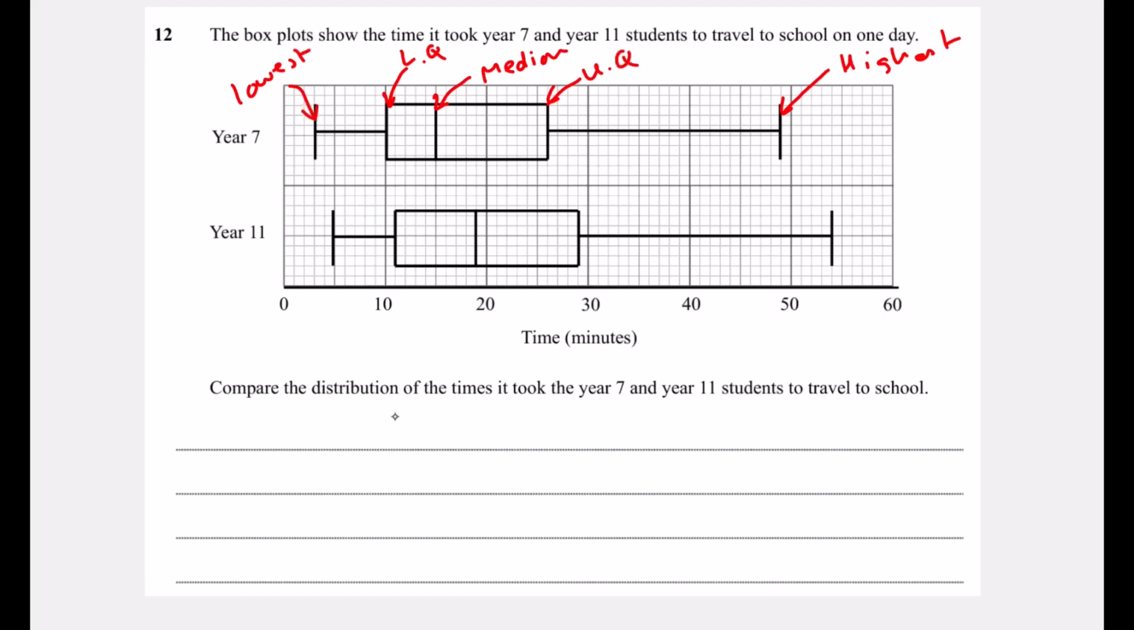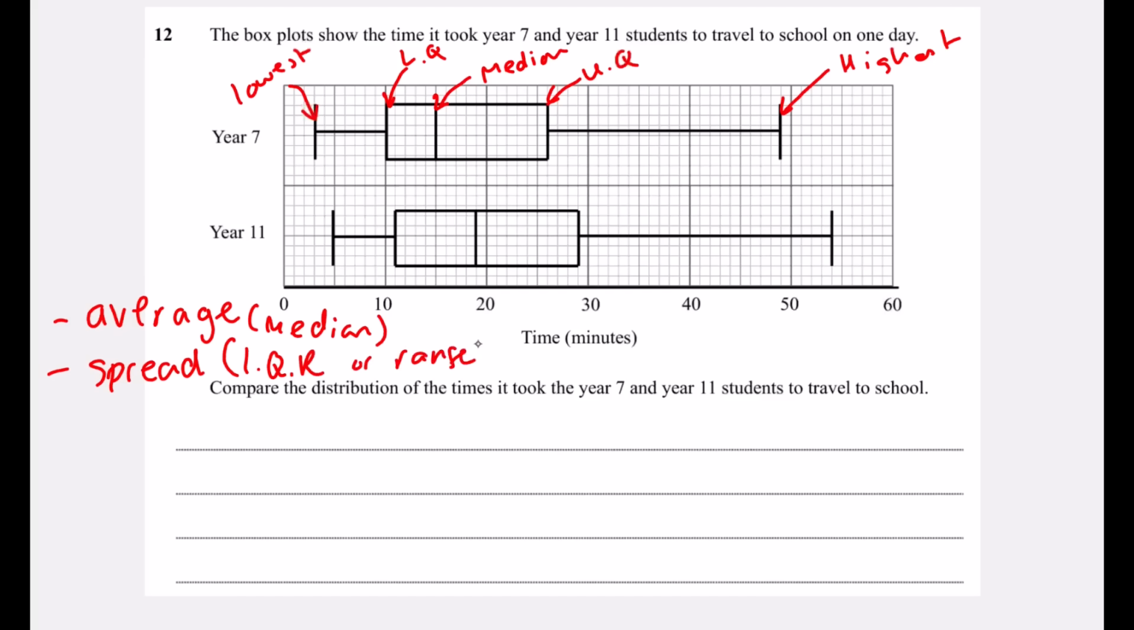So whenever we're asked to compare the data, we're going to compare two things. We're going to compare the average, which is the median, and we're going to compare the spread, which can either be the interquartile range or the range. So we're comparing the average time and how spread out the times are. So let's just write a sentence for each. Try and use the context. So this is the time taken to travel to school.